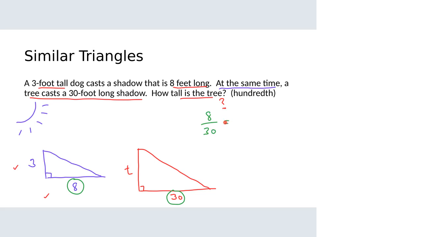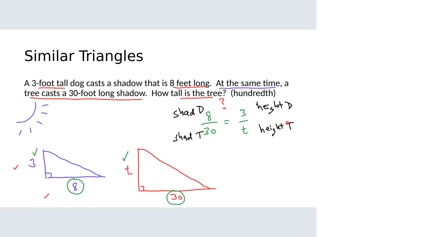And then for the other one, I can say, well, now I have the height of the dog and the height of the tree. So height of the dog, height of the tree. And I've set up my proportion so that I can solve it. What I've done here, and again, I want to make sure I'm logical about what I set up. I have the shadow of the dog over the shadow of the tree. And over here, I have the height of the dog over the height of the tree.